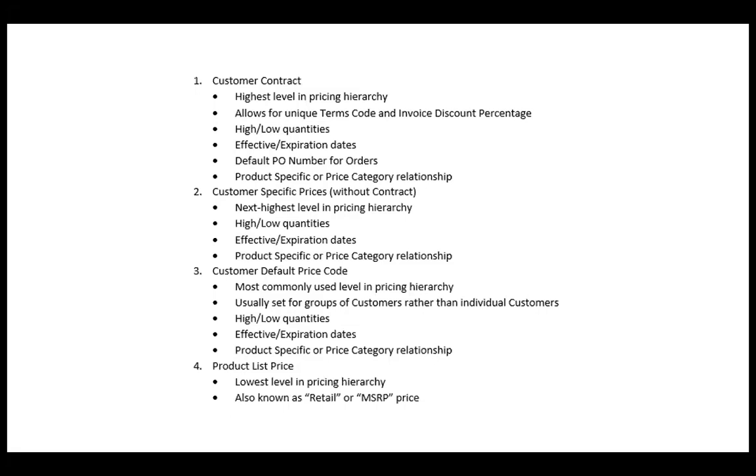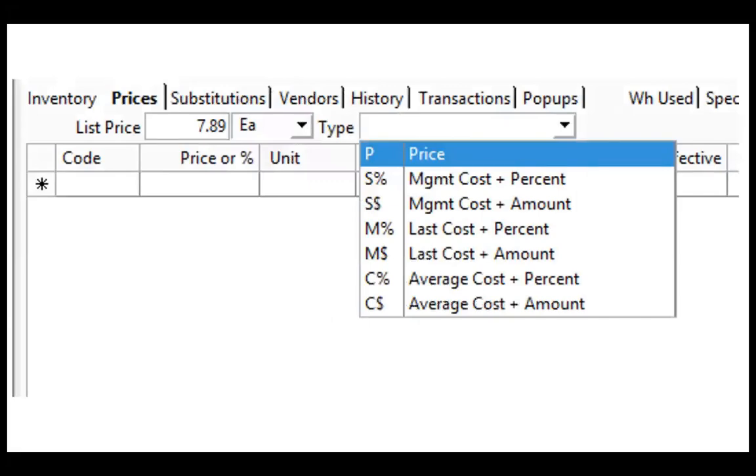Now let's talk about the different price types that exist in Activate. So we have price, which is what it sounds like. If the price is set to $7.89 and it's using a price type of price, when I add this product to an order and it uses that price, the price is $7.89. It's really straightforward. But then we have all these other price types, which can be based on cost.